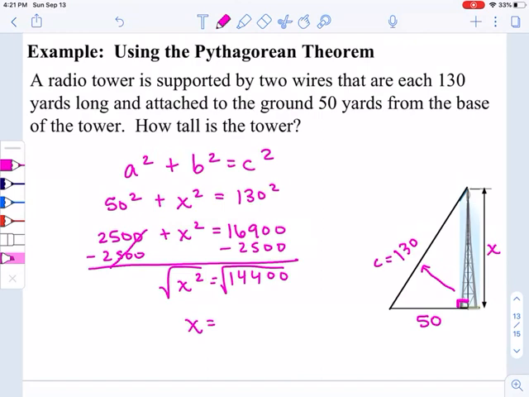I know that the square root of 144 would be 12. So those 2 zeros means I get 10, so I'd have 120. And the units that they give us are yards. Always include your units.